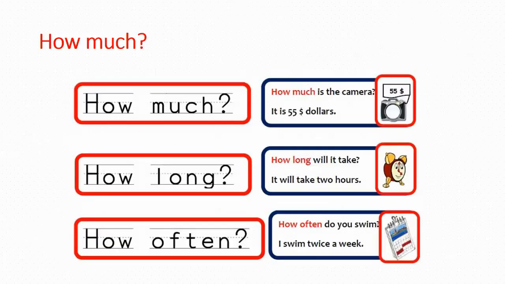Let's go to the next question word. It is how much. We use the question word how much for amounts. Look at the example. How much is the camera? It is $55. Right, with the word how, we can add different words to form different question words. For example, how often? How long?